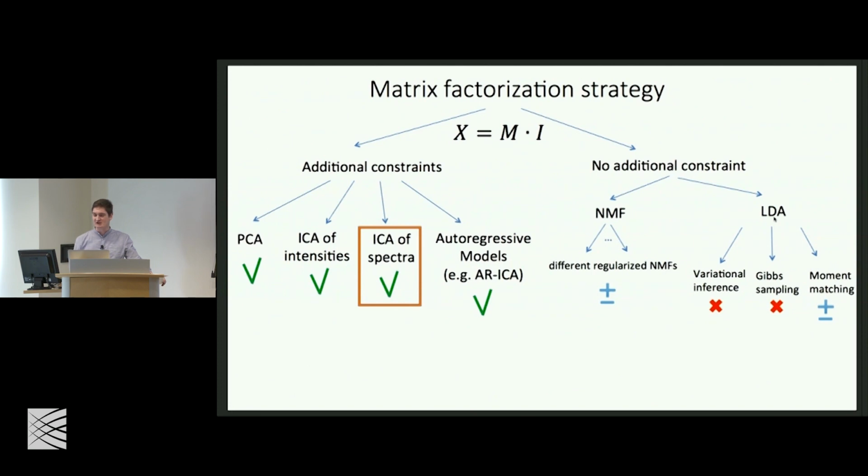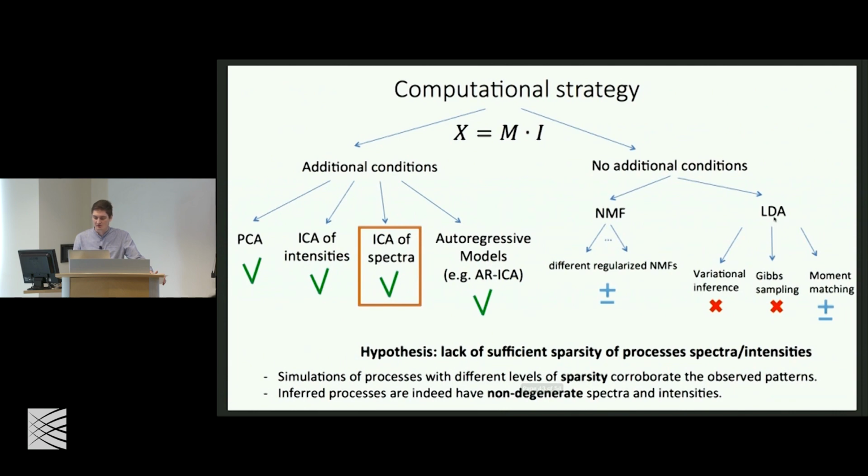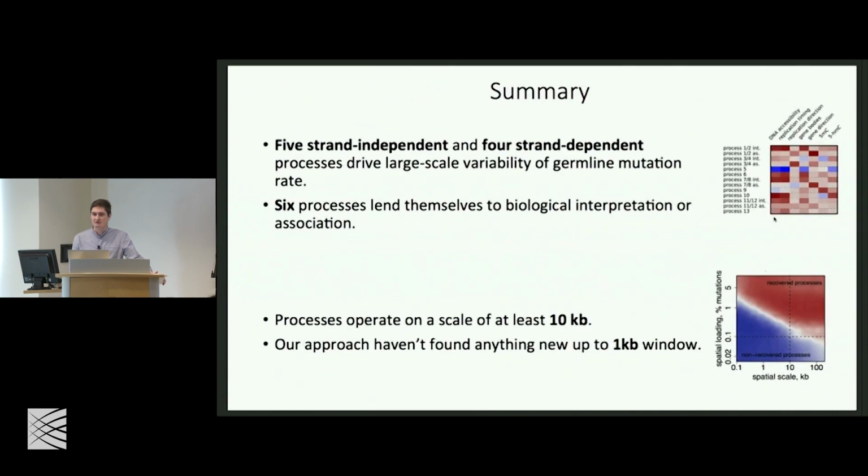And again, we already discussed our matrix factorization strategy. We tried different things, even more than we showed here. It seems that for now it was just the optimal choice, and we could never squeeze more than 13 or 14 processes from the data. So that's basically it. The short conclusions are that we observed 9 mutational processes. 5 of them are strand-independent, 4 of them are strand-dependent. For 6 of them, we have either a biological interpretation or at least a strong association.